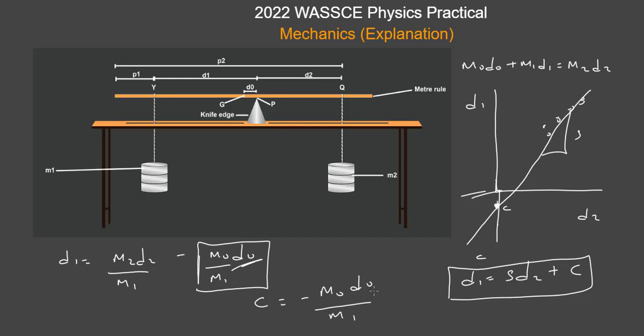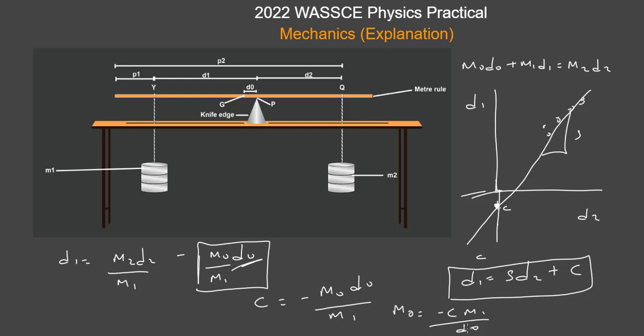So it means if you know your y-intercept, you can look for the value of any of these unknowns. Since m1 is known, I can look for the value of m0, which is the mass of the meter rule. So if I've done my graph and I know the y-intercept, my m0, the unknown mass of the meter rule, will be equal to minus c times m1 divided by d naught. Since m1 is fixed, because we're not changing the mass of m1, we can easily compute m0 using this.